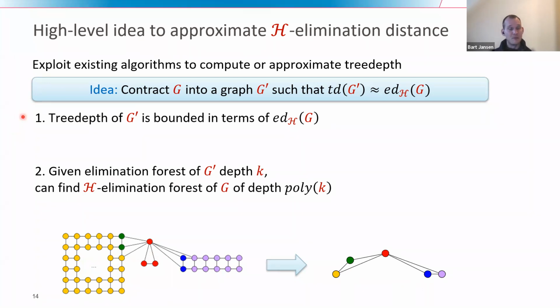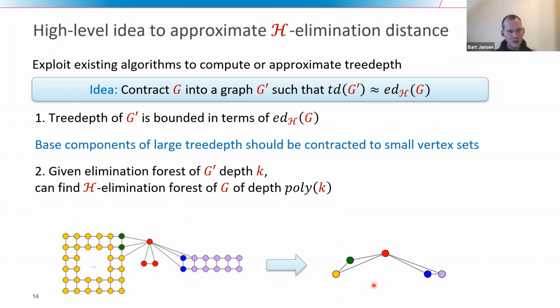So the first point means we want to contract sufficiently to get the tree depth value down. The second point says we want to contract wisely, so that an elimination forest of the contraction can still be lifted back to turn it into an H elimination sequence of the original graph G.